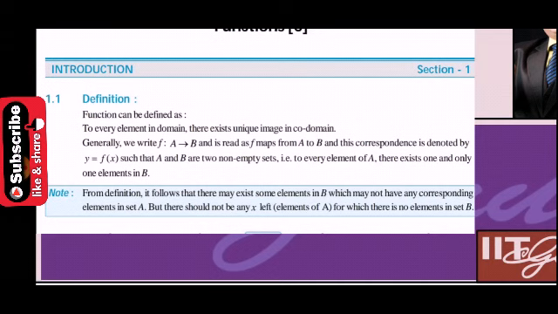Note from the definition it follows that there may exist some elements in B which may not have any corresponding elements in set A, but there should not be any element left in A for which there is no element in the set B. So this denotes the function.